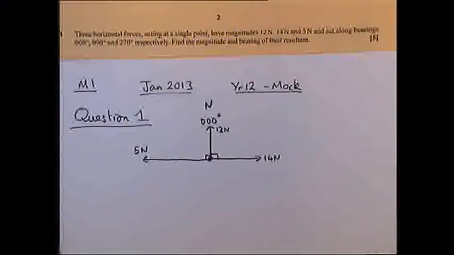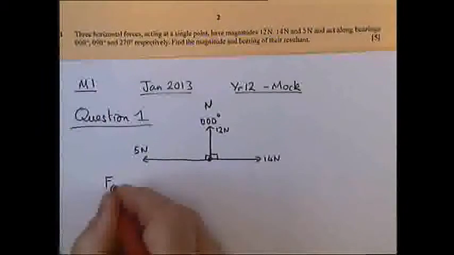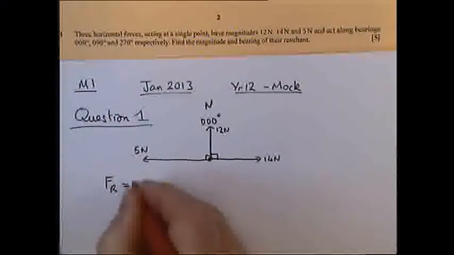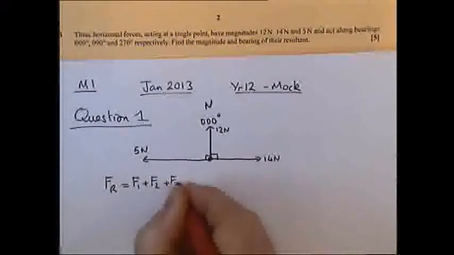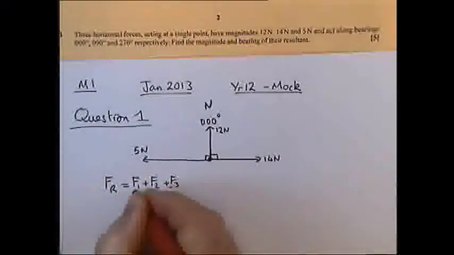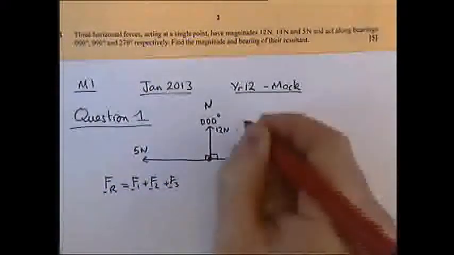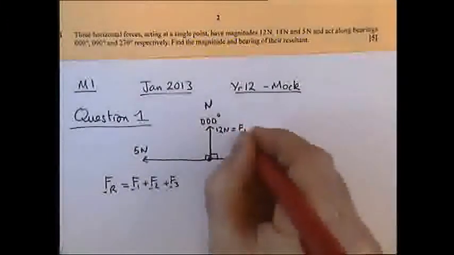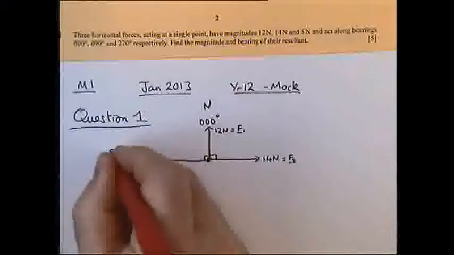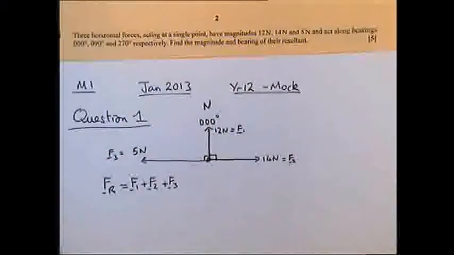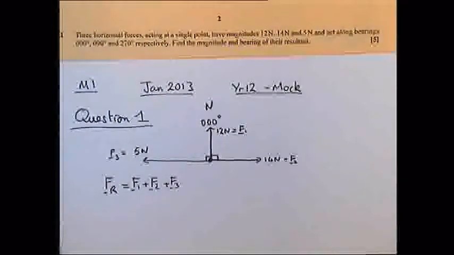but again, I think the best way of doing this is to understand that the resultant force, force R, is going to equal F1 plus F2 plus F3. Okay, and they're all vectors. So I'm going to say this is F1, this is F2, and this is F3. So if I combine my 3 forces together, I get the resultant force.